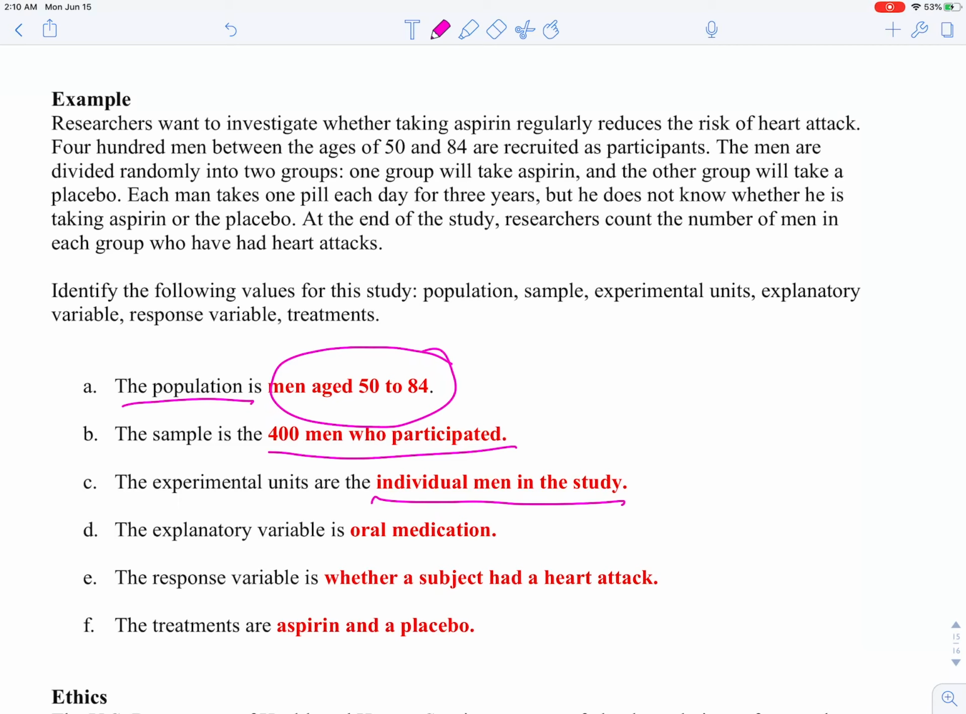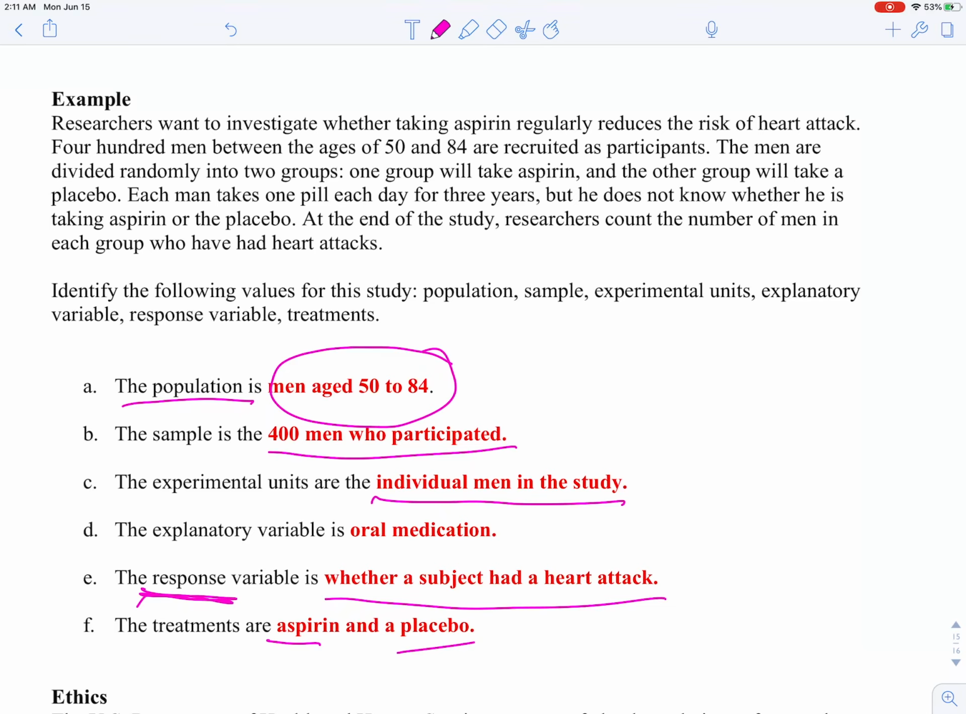All right, then the explanatory variable is the oral medication. Whether they got the actual aspirin or the placebo would explain, right, the response. In this case, the response is, did they have a heart attack or not? Okay. And the last part, the treatments. What were the different things that were done to the different groups? Well, one group got aspirin and one group got a placebo. So in this case, 2 treatments.